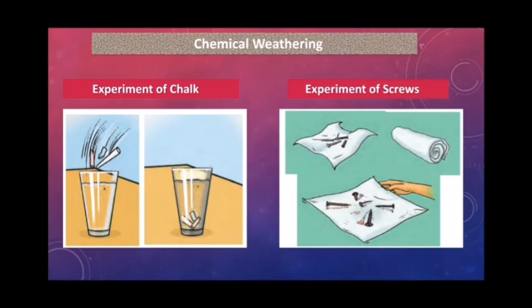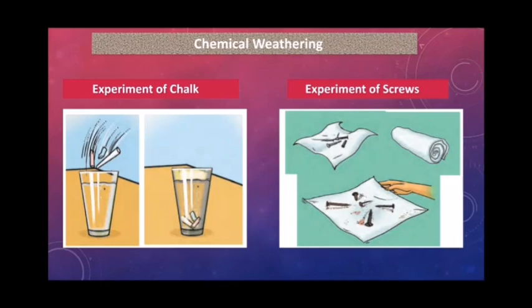In the second experiment, you need to wrap a few iron nails in a wet cloth and open it after 2 days. After 2 days, you will observe that there are stains in the cloth which are red in color, and this all happened because the iron nails get oxidized on coming in contact with the water from the cloth and get rusted, and this causes the reddish color stain on the cloth.